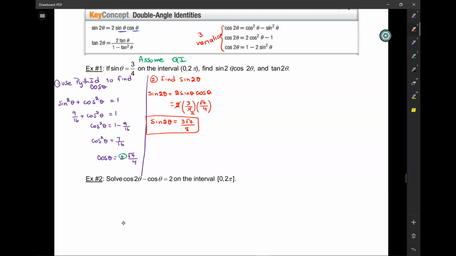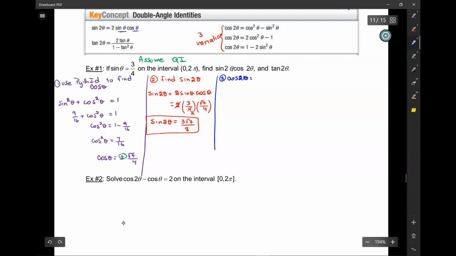So the 2 and the 4 cancel. So this is a 1 and a 2. Now I have 3 root 7 on top, 8 on the bottom. Okay, 1/3 of the problem down. Let's go to cosine of theta. Cosine of 2 theta.